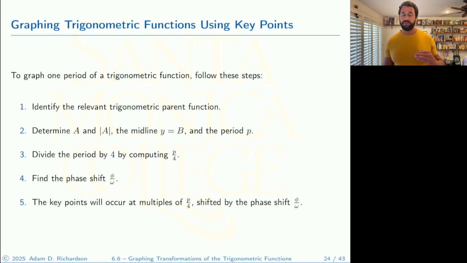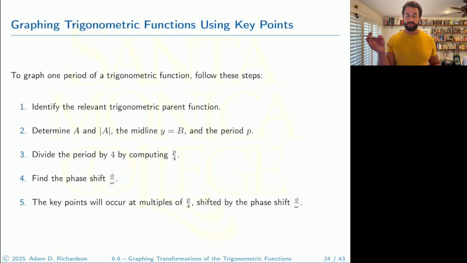Then, once you know what parent function you're working with, you're going to determine A and the amplitude if available. You're going to find the midline and the period. So just by looking at that formula, you're going to say, okay, what's A? What's the absolute value of A? What's the midline? What's the period? Write all that information down. Once you have that information, you're going to take the period and divide it by 4. Okay, and that p over 4 number is what you're going to be counting to get your key points.